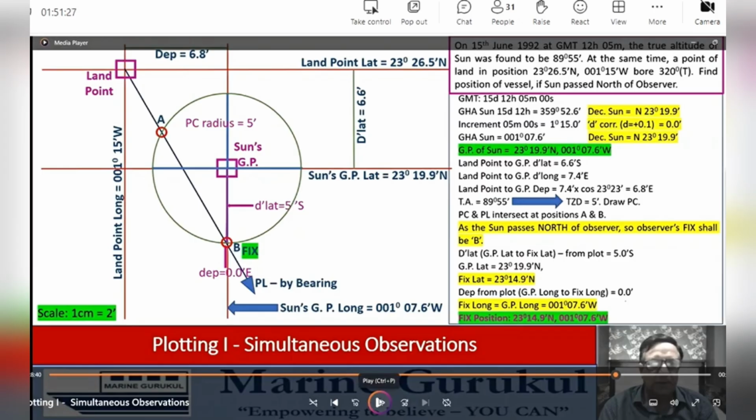Right, beta. Now, beta, if you do this question practically, your position will come slightly away from what is shown in the plot. There is an error in the plotting of this PL. So the position will come slightly east of this. Okay. So if you do it practically, don't get bothered. Your answers are going to be slightly different. Right, beta? Understood?